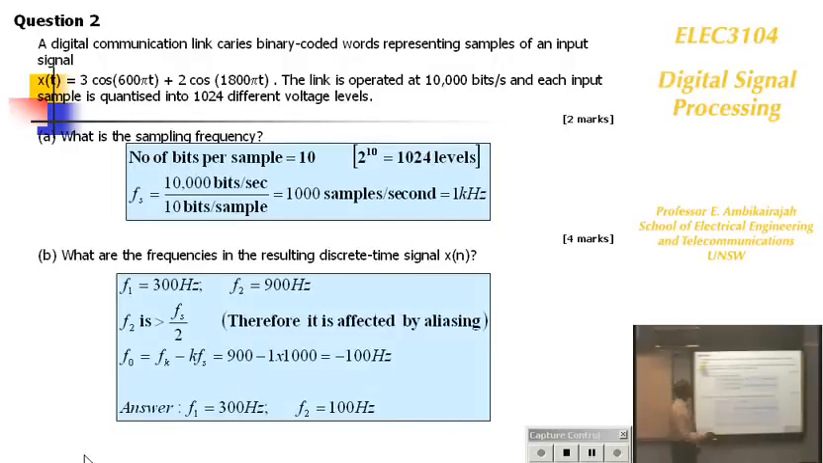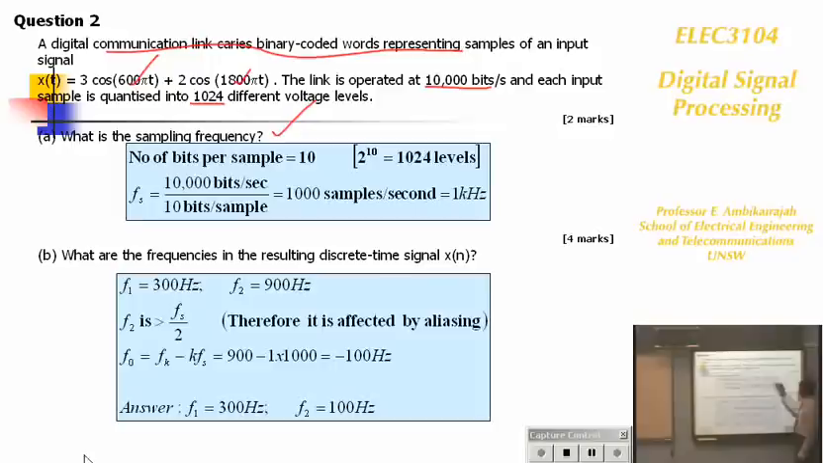One of the examples is a digital communication link with an input signal of 3 cos 600 pi t and 2 cos 1800 pi t. The link is operating at 10,000 bits per second, and each input is quantized to 1024 levels, that means roughly 10 bits. What is the sampling frequency, you've been asked.